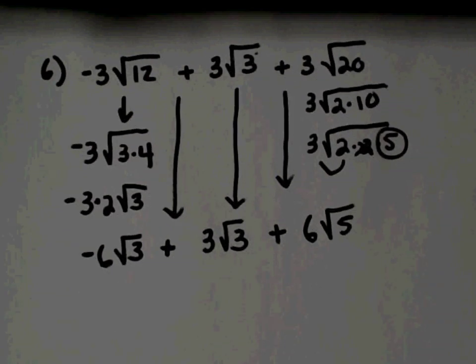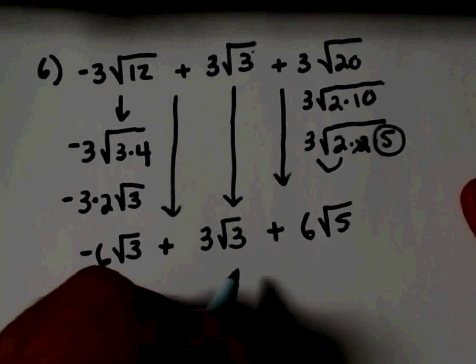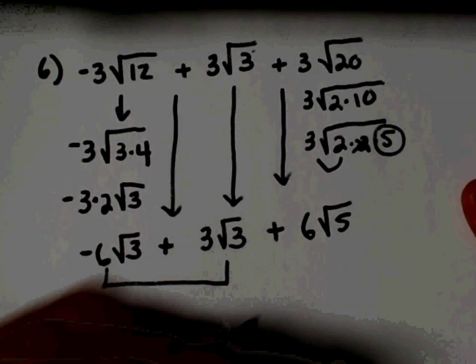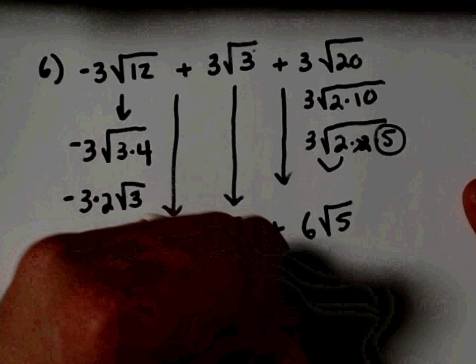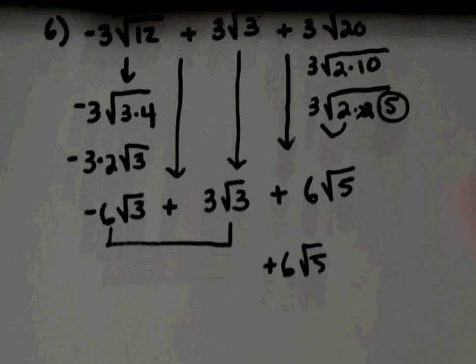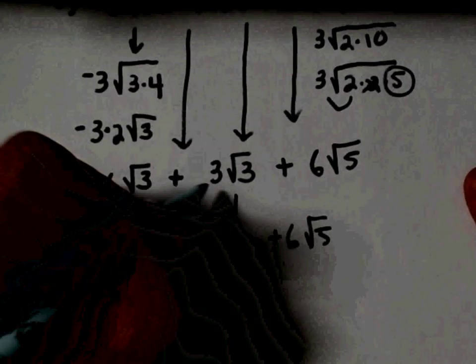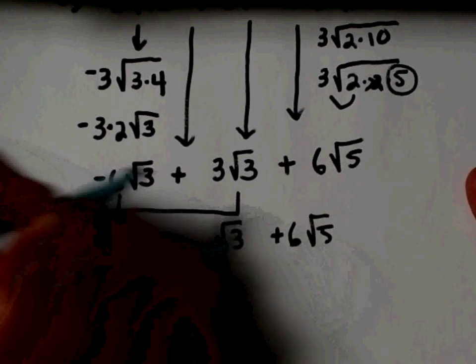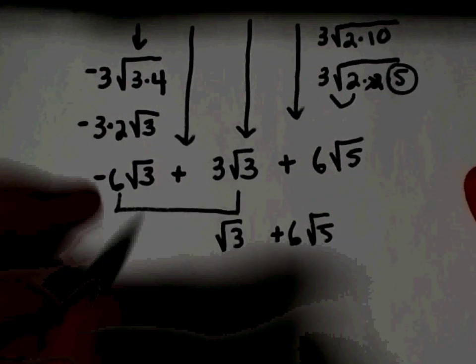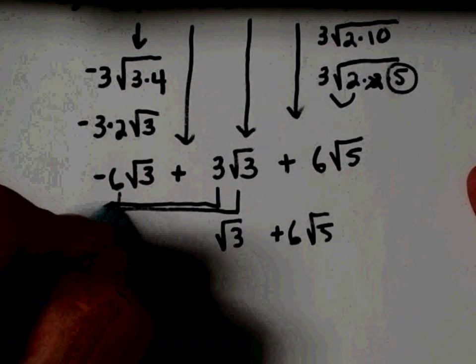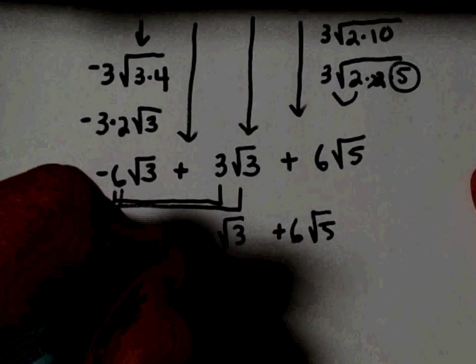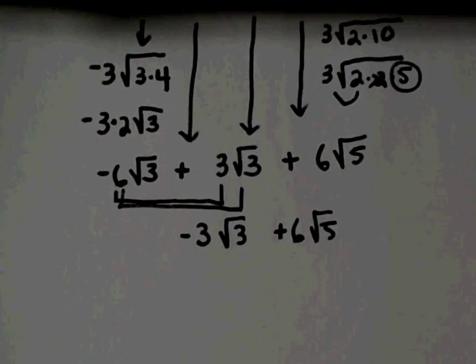And so what can I combine? I can only combine these ones because they're the same. So my plus 6 square root of 5 is going to come straight down, and I can only add the whole numbers. The numbers that I can add are those 2, and that gives me -3. That is the answer.